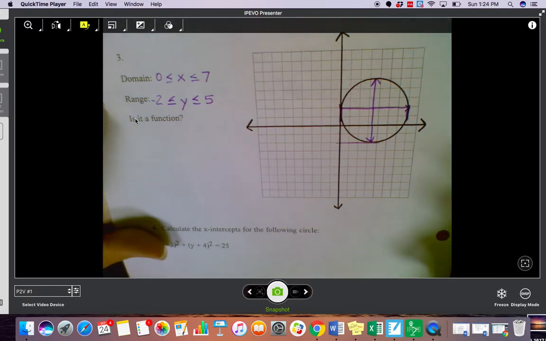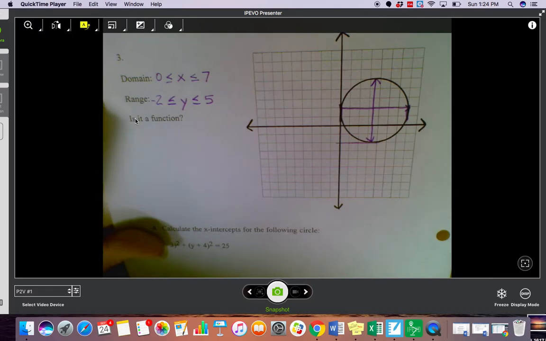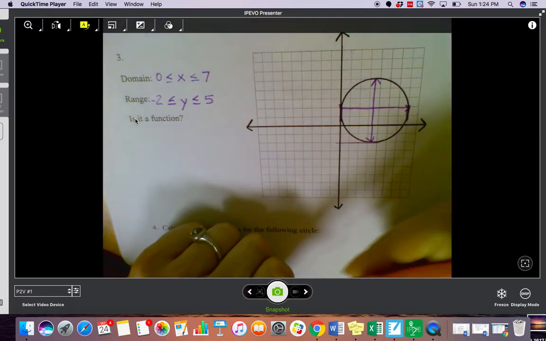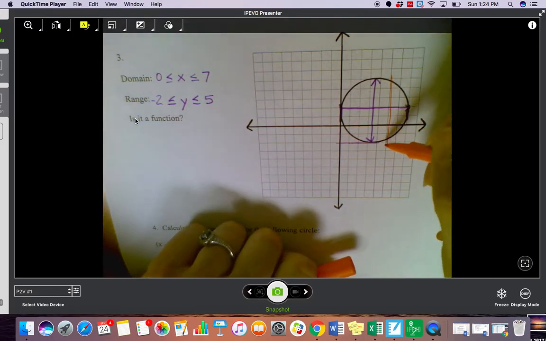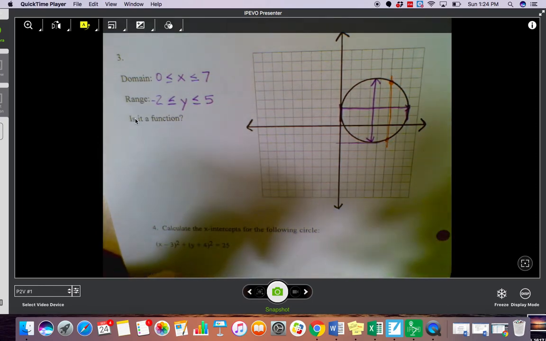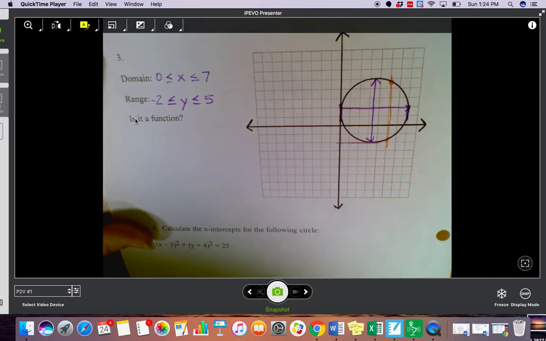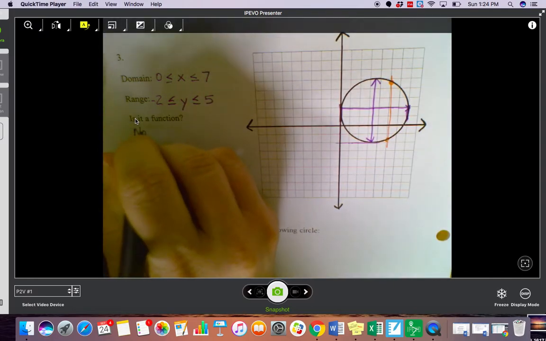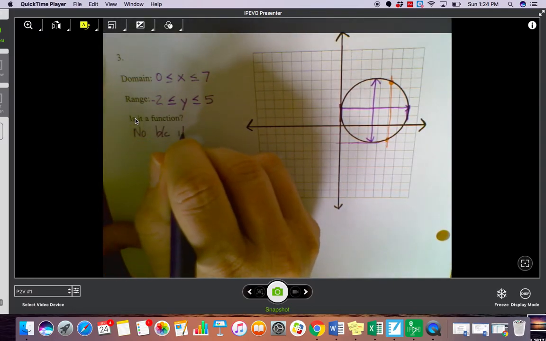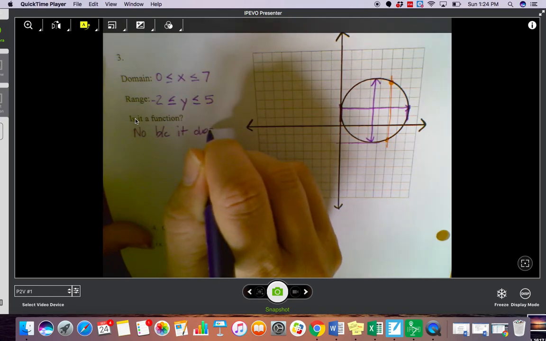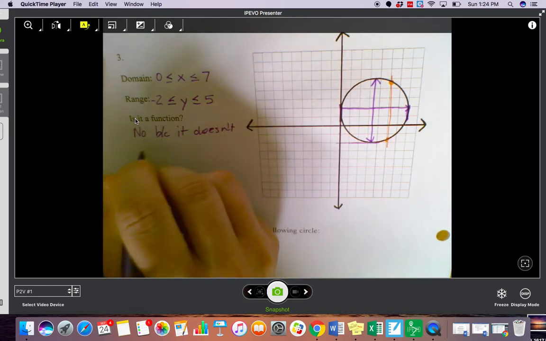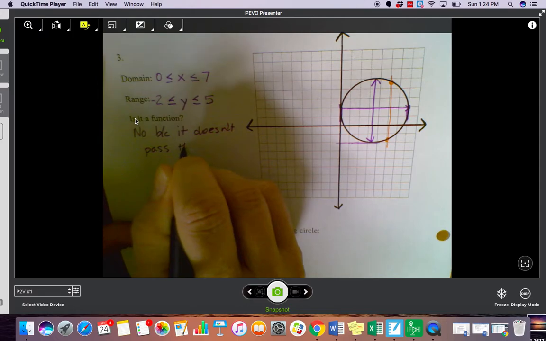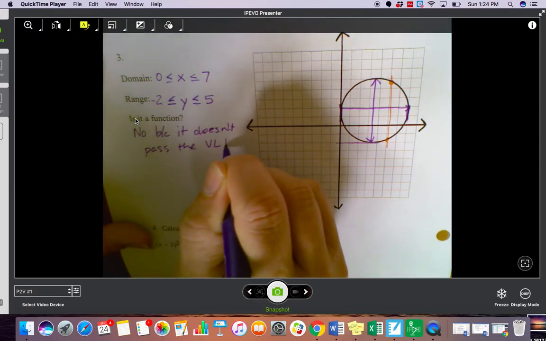And then I would ask myself, is it a function? By looking at the vertical line test. If I draw a line here, which I'm going to do with my orange, if I draw a line here, it touches 2 times. If it touches 2 times, it does not pass the vertical line test. So no, because it doesn't pass the VLT.